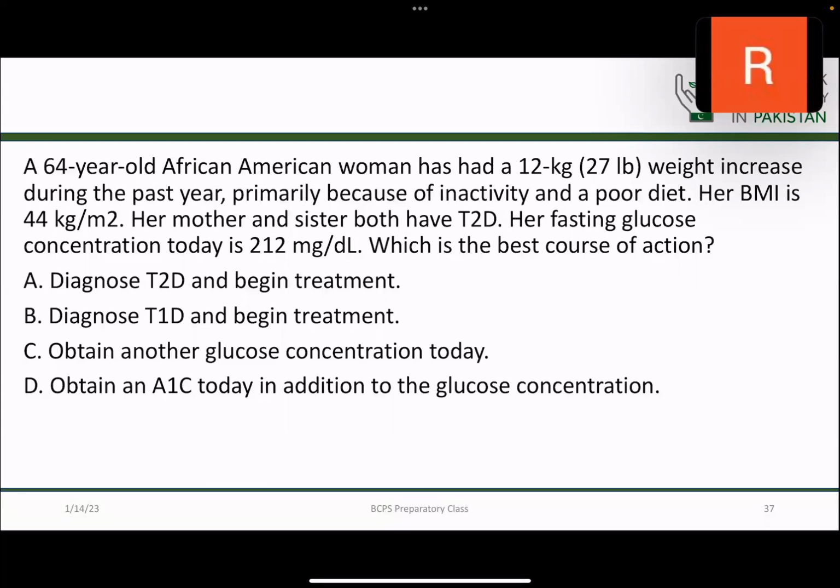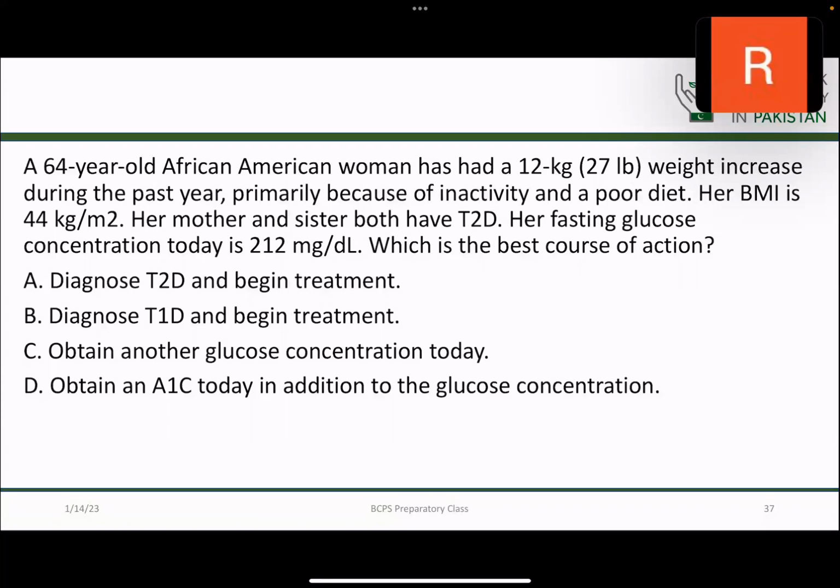There is a patient, a 64-year-old African-American woman, with a 12 kg weight increase during the past year, primarily because of inactivity and a poor diet. As you already know, diabetes prevalence is increasing because of increase in obesity, lack of activity, and poor diet habits. So all of these risk factors are present in this patient. Her BMI is 44 kg per meter squared, too much. Her mother and sister both have type 2 diabetes, so there is familial history as well.